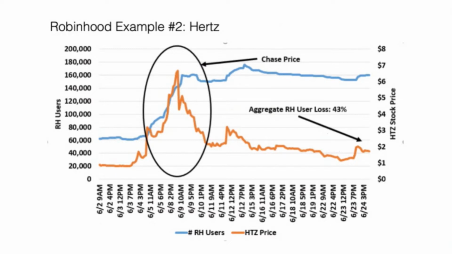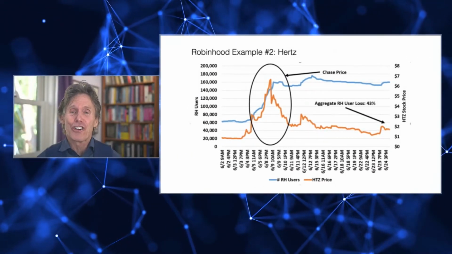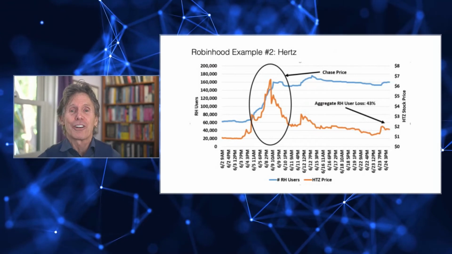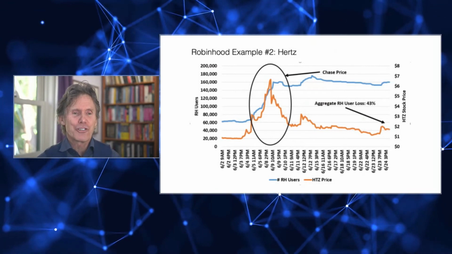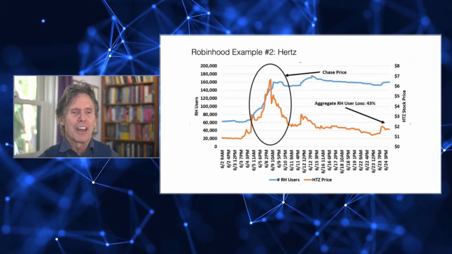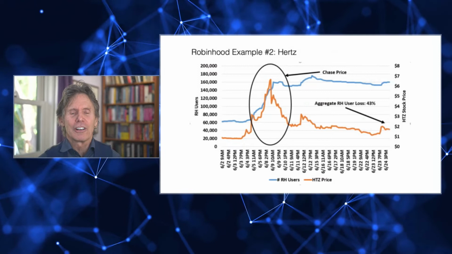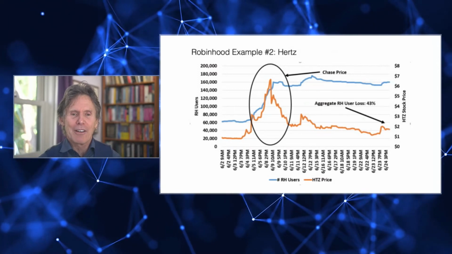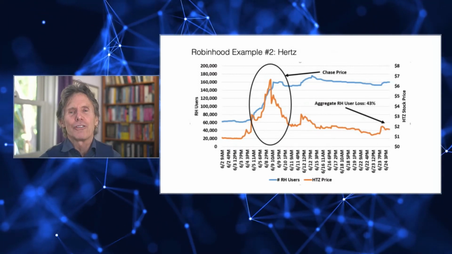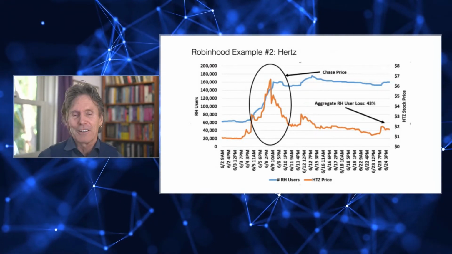So on a company that's declared bankruptcy, where the shareholders could end up with nothing and probably aren't going to end up with a lot. Sure enough, the price then tanks again, comes back down quite a bit, and the Robinhood users are still owning. And on average, the aggregate Robinhood user lost 43% on this particular event.